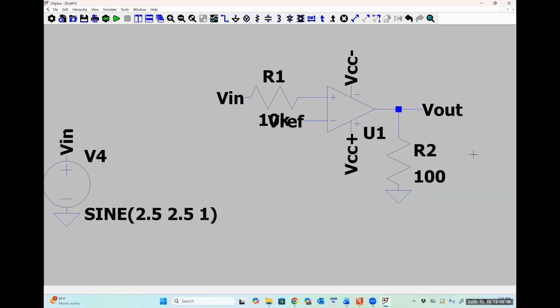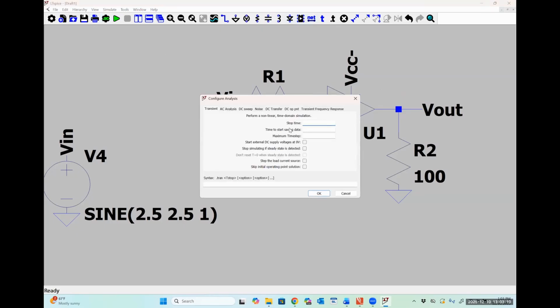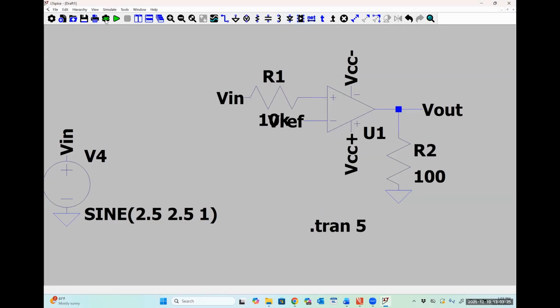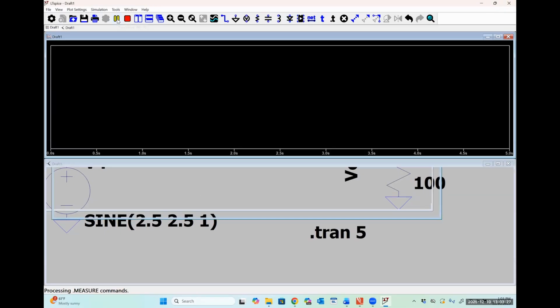And now I'm going to simulate this thing. So I'm going to go into my simulation command. I'm going to do a transient analysis. I'm just going to run it for, let's say, 5 seconds for the sake of running it for 5 seconds. Realistically, running it for 1 second should give us all the information we need, but it'll be fine. And I'm going to press play.